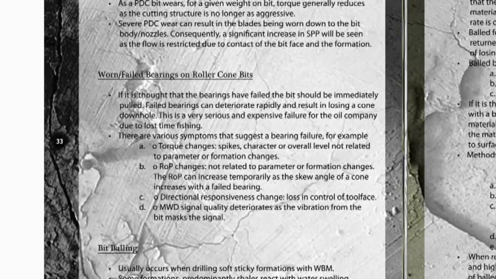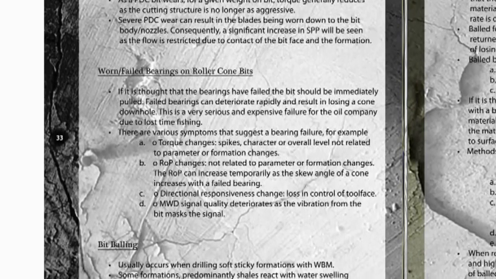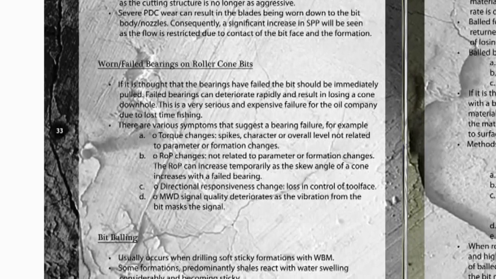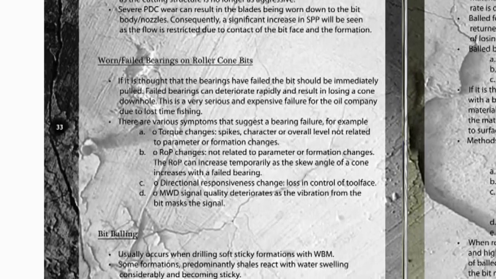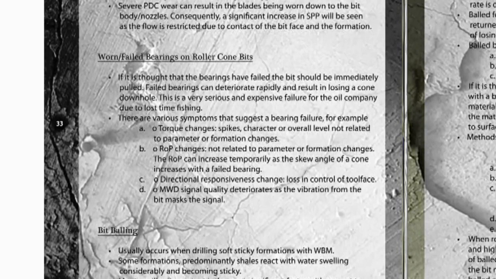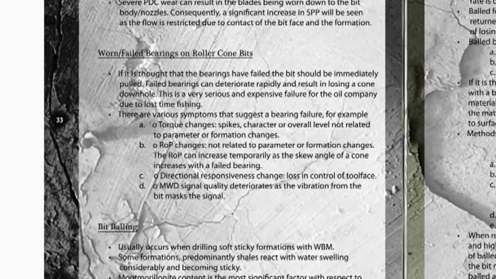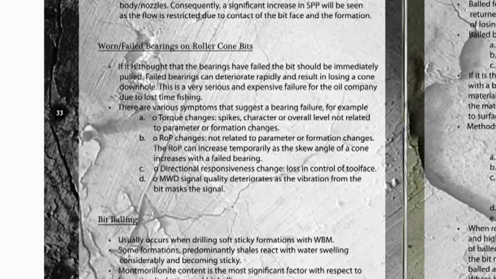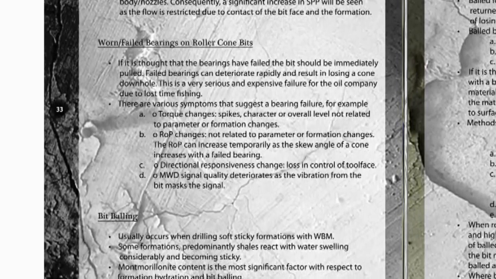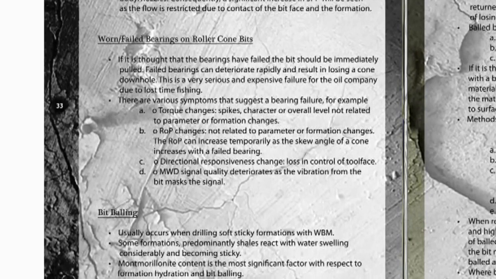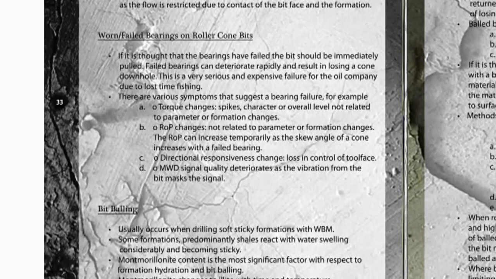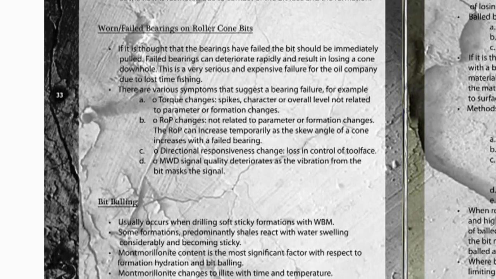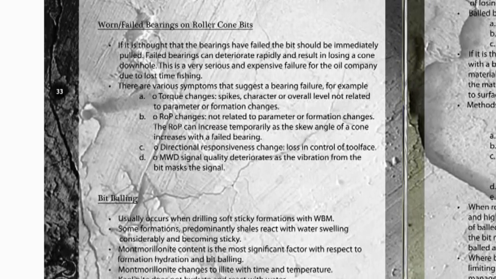For example, torque changes, spikes, character or overall level not related to parameter or formation changes. ROP changes, not related to parameter or formation changes. The ROP can increase temporarily as the skew angle of a cone increases with a failed bearing. Directional responsiveness change, loss in control of tool face. MWD signal quality deteriorates as the vibration from the bit masks the signal.